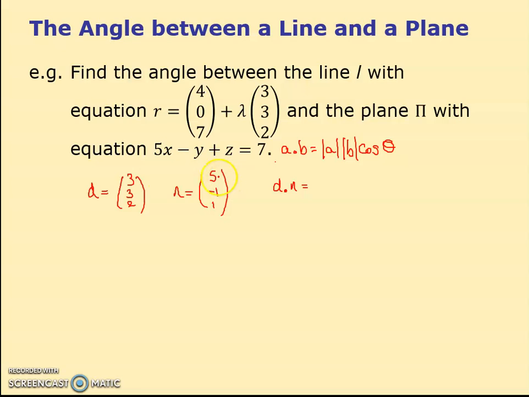Let's just physically times them together. 3 5s are 15. 3 minus 1 is minus 3, and 2 1s are 2. So if you work that out, you get 14. So now I know that d dot n is 14.